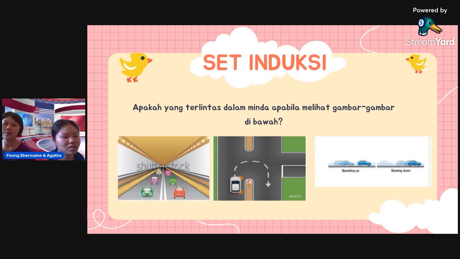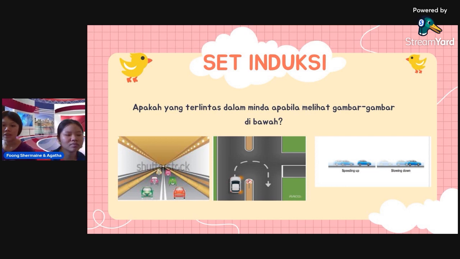Okay, so next we have prepared an induction set. In this induction set, we're going to show the student three pictures and ask the student what comes to their mind when they see the pictures below. This set induction is aimed at enabling the student to think critically about the picture and link it to the topic that we're about to teach them.